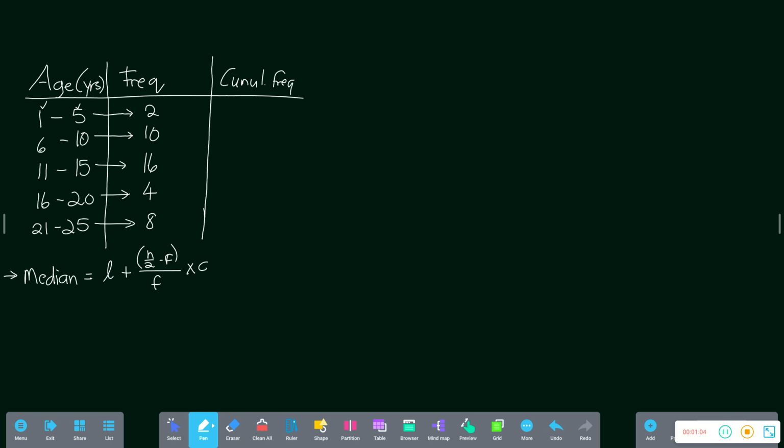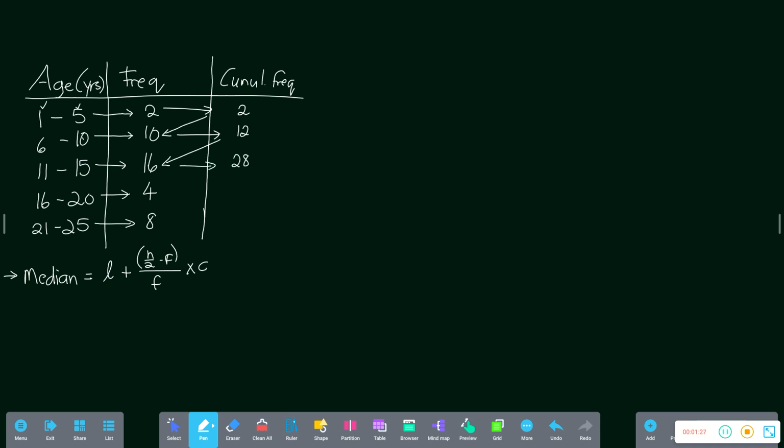So remember the frequency, we are adding our frequency. The first row is always the top frequency, which is 2. Then to get the second row, I add the next frequency to get 12. So 2 plus 10 is 12. Then with the 12, I add the 16, and that gives me a cumulative frequency of 28.